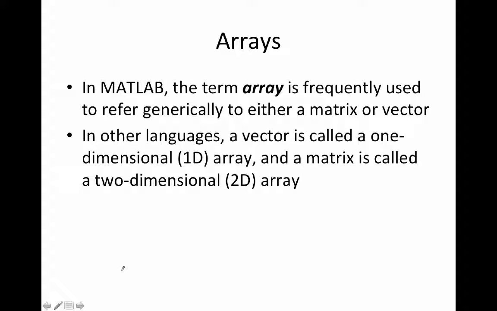So vectors and scalars are just really special cases of matrices. In MATLAB, we frequently use the term array to refer generically to either a matrix or a vector. In other languages, what we're calling a vector here is called a one-dimensional array, a 1D array, and a matrix is called a two-dimensional array.